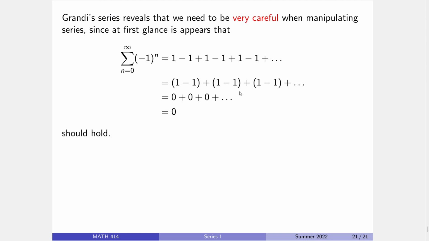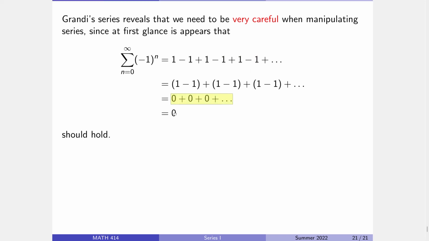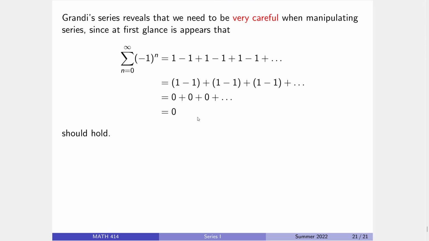Because if you treated this as a summation and not a limit, you would write something like this, and your lizard brain kicks in, and you go, ooh, parentheses, ooh, zeros, ooh, zero. Seems like that should hold. Right, but as we just verified, this is absolutely not true.